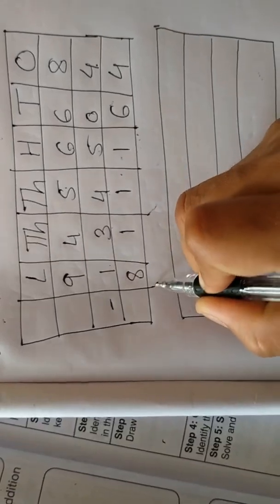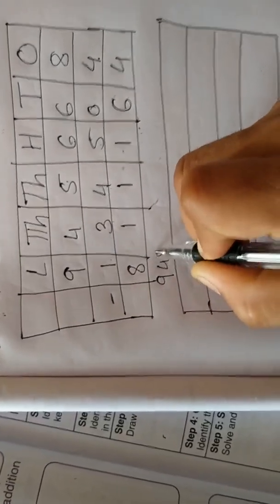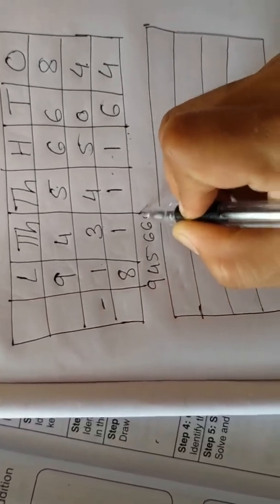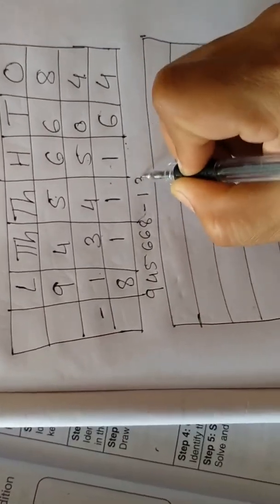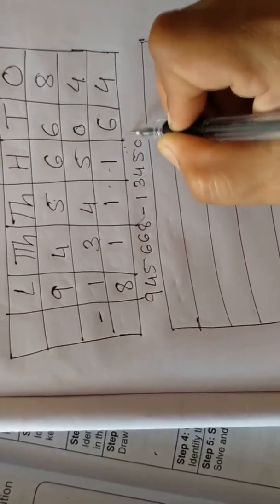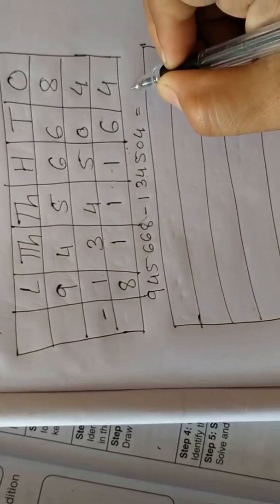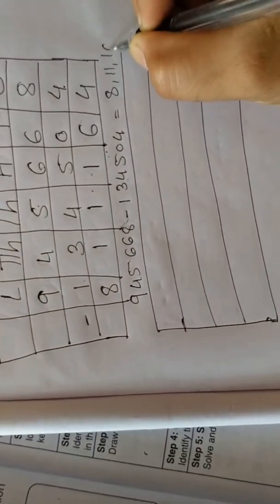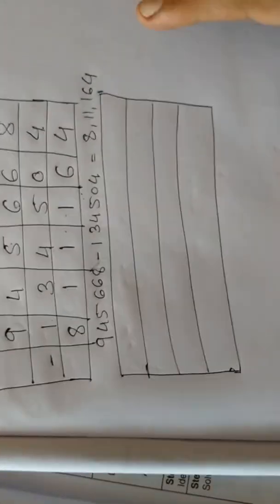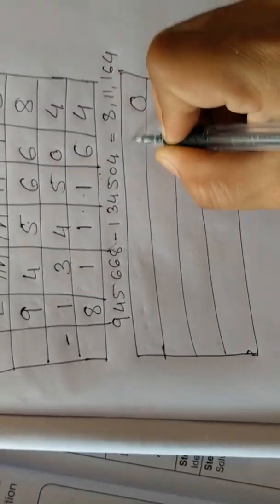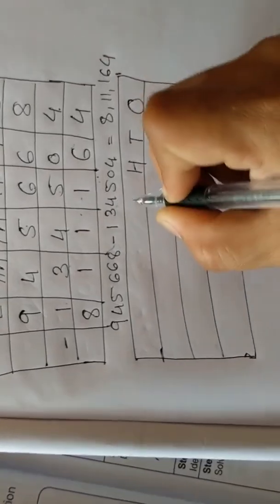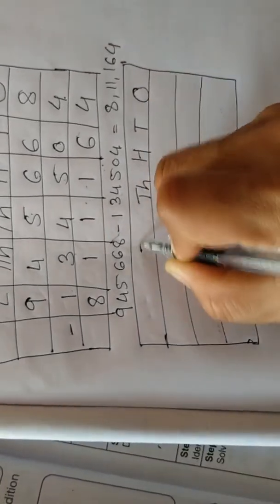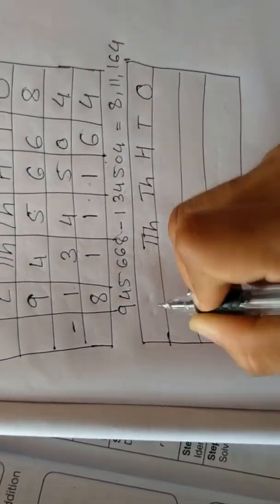First of all, we have to write here 9,45,668 minus 1,34,504 is equal to, answer is 8,11,164. Then we have to write here ones, tens, 100, 1000, 10,000 and lakhs.